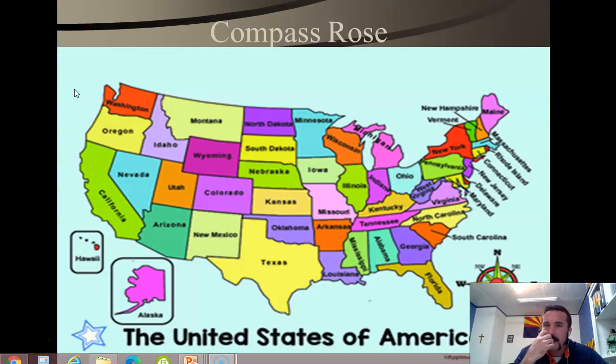Now, when you look at a map, here we have the title on bottom, the United States of America, and it just shows United States. If you're wondering which way is north and which way is south, you look at the compass rose here. N stands for north, S stands for south, W stands for west, E stands for east.